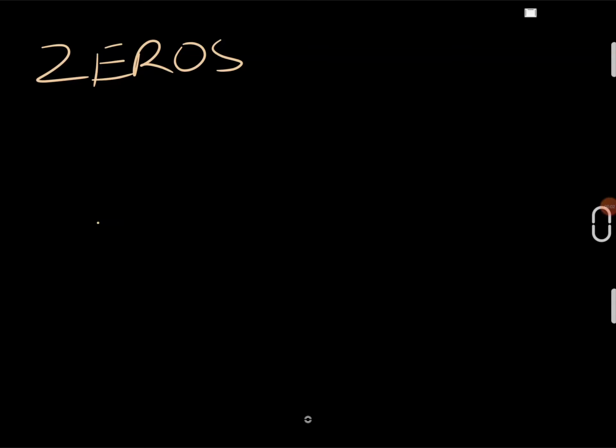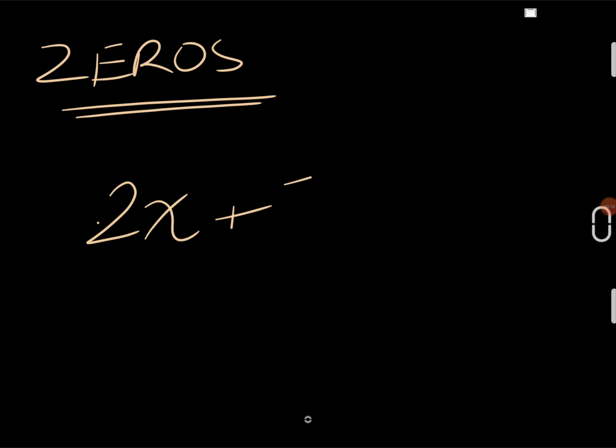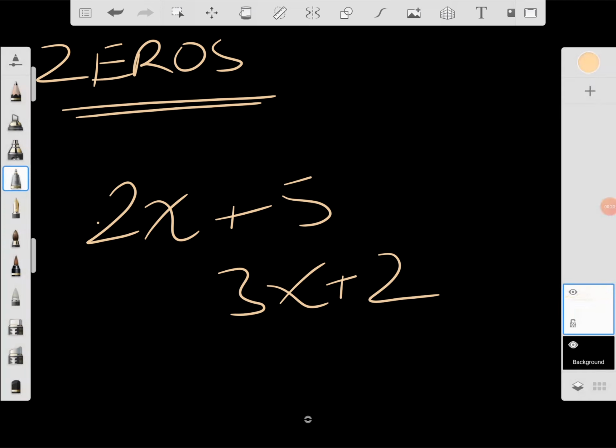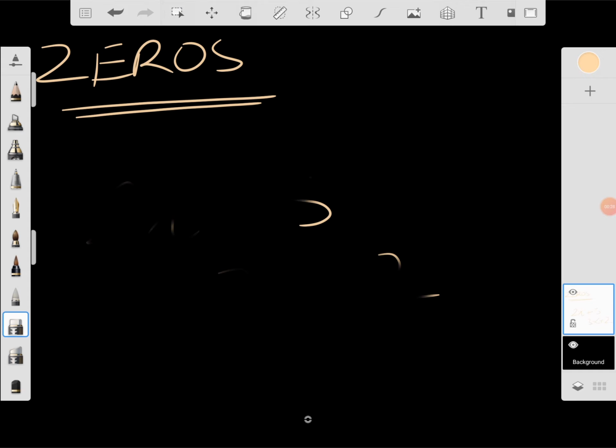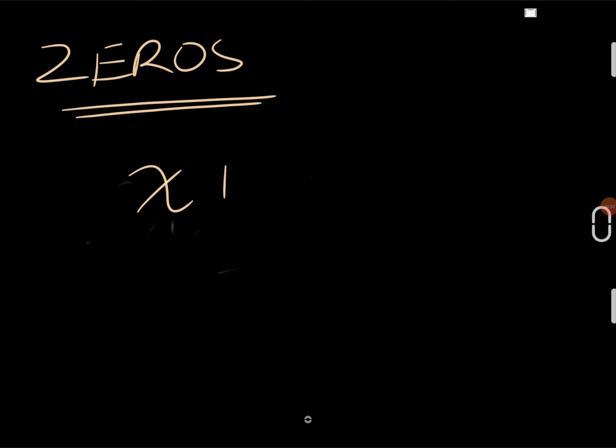Today, I would like to tell you about what zeros of a polynomial are. Now, you have already studied what polynomials are, for example, 2x plus 5, 3x plus 2. These are all polynomials. Now, when I say zeros, let me bring a simple polynomial. For example, x plus 2. This is a polynomial.